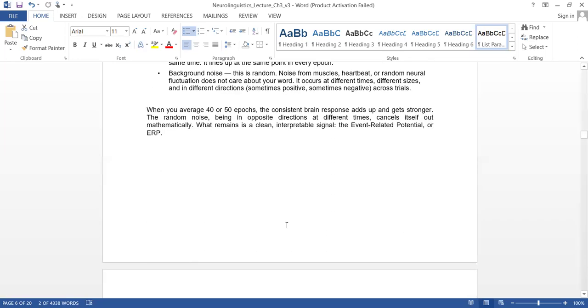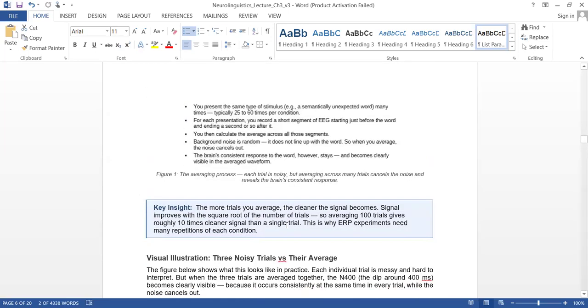Okay, so when you average 40, 50 epochs, the consistent brain response adds up and gets stronger. The random noise, being in opposite directions at different times, cancels itself out mathematically, and what remains is a clean, interpretable signal. If anything is going in different directions, it cancels out, and only those waves which occur at the same time in the same direction are counted up, and you take the average. This is how it is done.